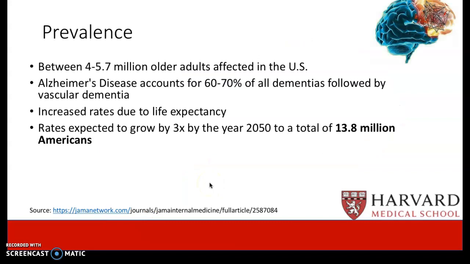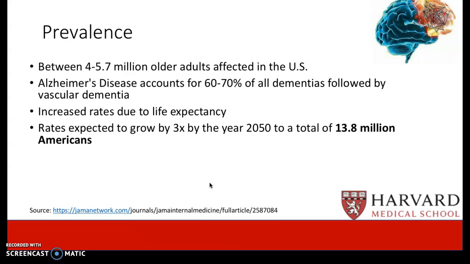So overall, dementia affects between 4 and 5.7 million older adults. As I said before, Alzheimer's is the most common form of dementia and affects 60 to 70% of all the different adults with dementia, but the second most common is vascular. There are increased rates of dementia in general because people are living longer, and so they're accumulating more of the brain damage that we're going to talk about that causes dementia.